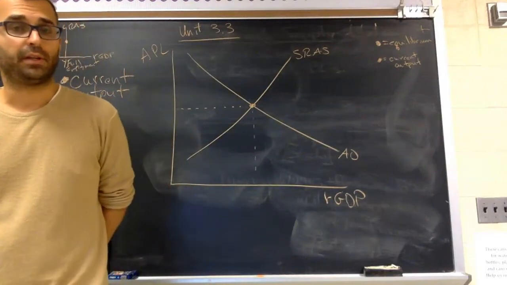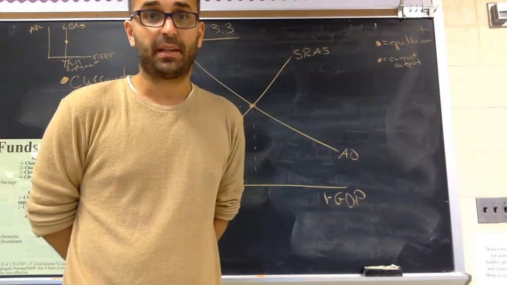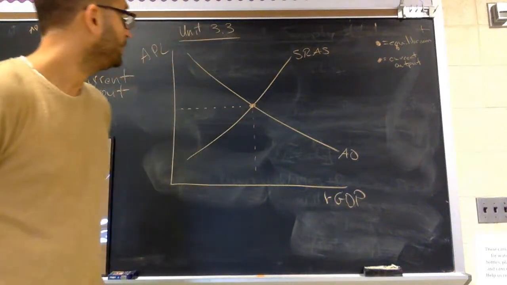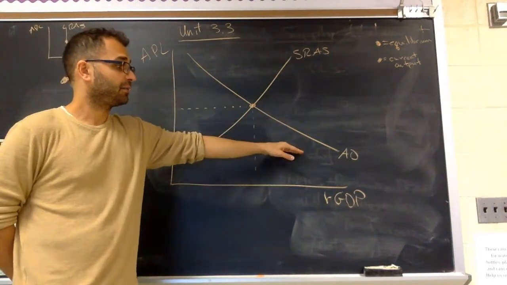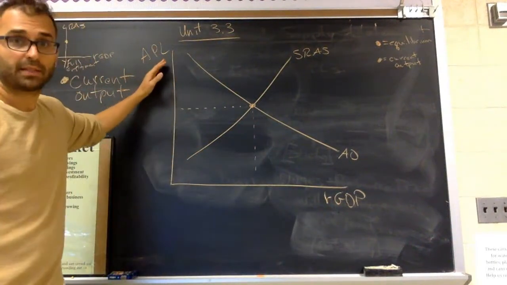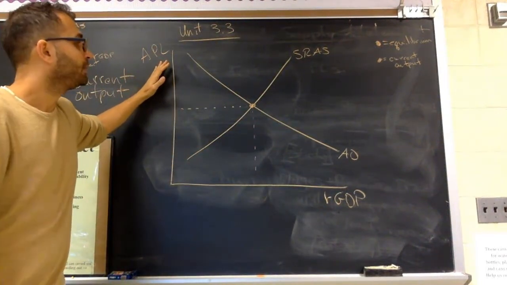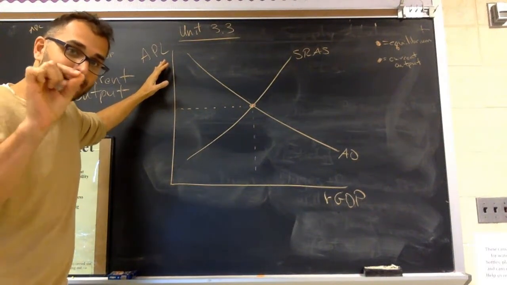Okay, this is unit 3.3, inflationary gaps and recessionary gaps. First part, let's talk about your short-run aggregate supply, aggregate demand, x-axis real GDP, average price level, graph we've been looking at. So the first thing I want to focus on before we get to the gaps is the dot.